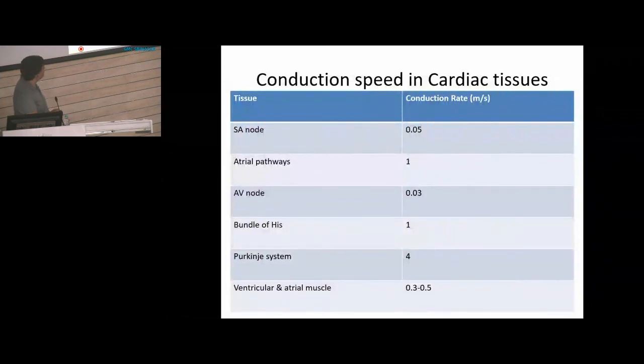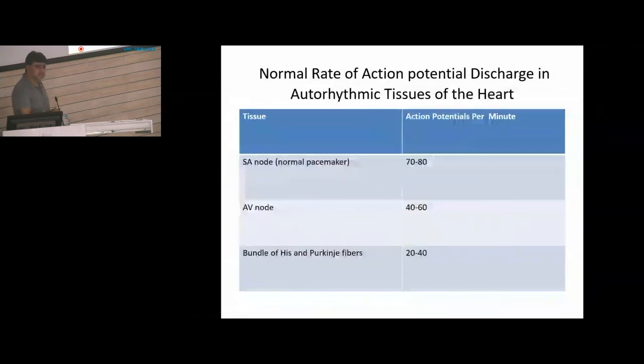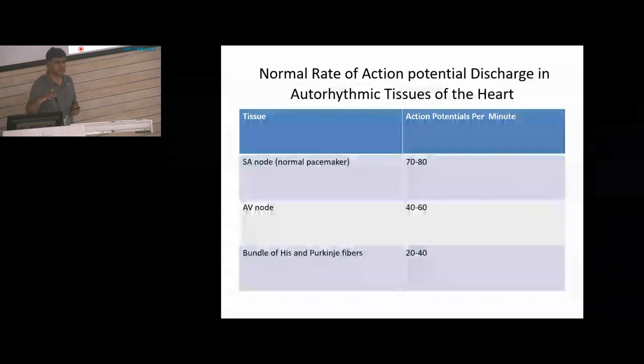Then this is the rate of generation of impulse. Fastest generating is SA node, slowest generation is Purkinje fibers. Purkinje fibers, slowest generation rate, around 20 to 30 impulses per minute, but fastest conduction. SA node, slowest conduction, but faster impulse generation, faster impulse.